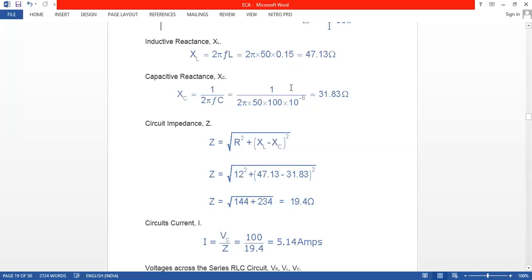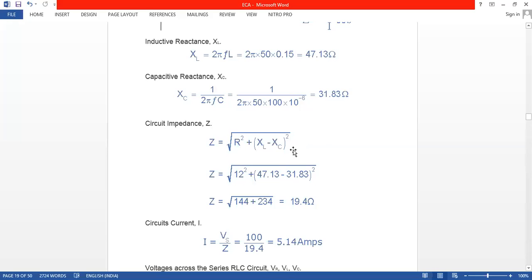But here, in this problem, I am having XL and XC. So how to decide whether it is XC minus XL or XL minus XC? All of you must check the values of XL and XC. If XL is greater than XC, then we write XL minus XC. If XC is greater than XL, then we write XC minus XL. Now in this problem, how much value did we get for XL? 47.13. And XC is 31.8. Therefore, now we say impedance is the vector combination of R square plus XL minus XC whole square.